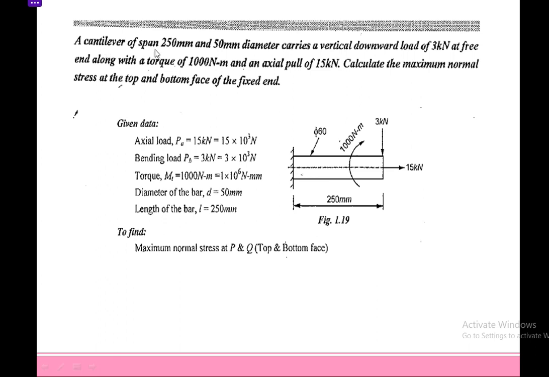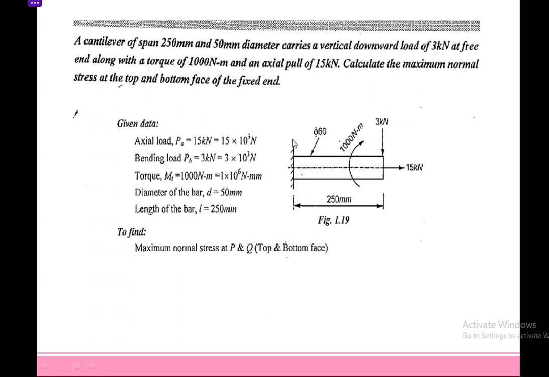A cantilever of span 250 mm and 50 mm diameter carries a vertical downward load of 3 kilonewton at the free end, along with a torque of 1000 newton meter and an axial pull of 15 kilonewton. We have to find the maximum normal stress, that is called principal stress, at the top and bottom face of the fixed end. So just look at this diagram.